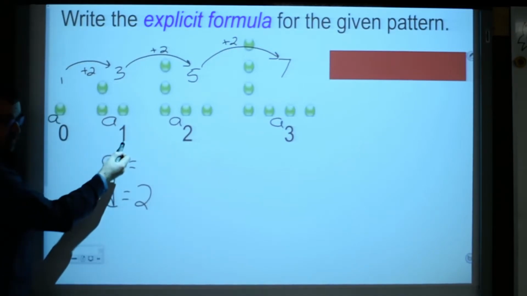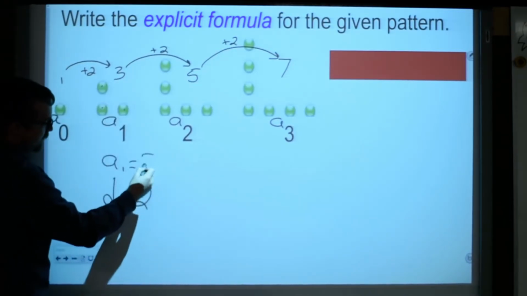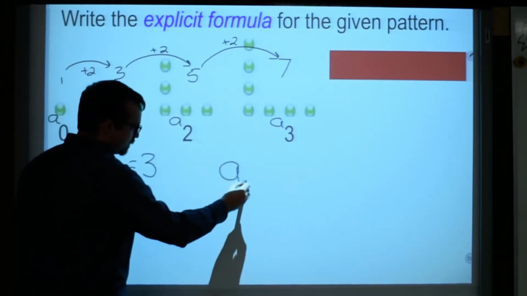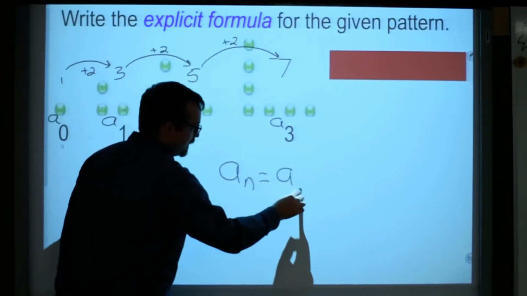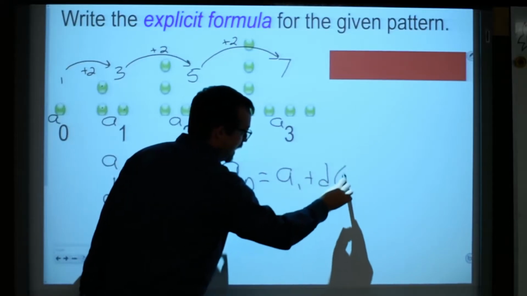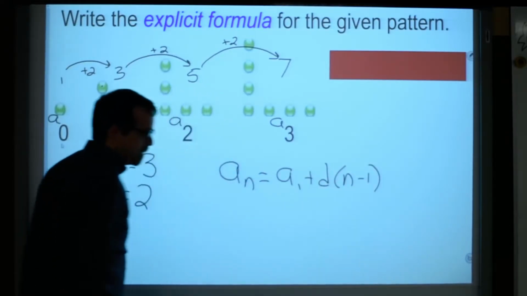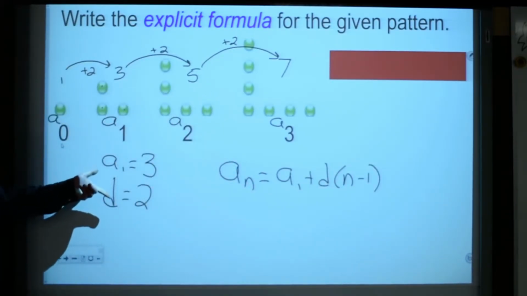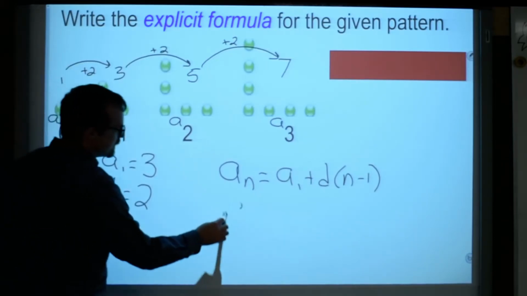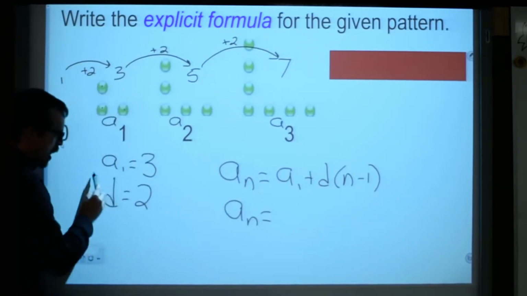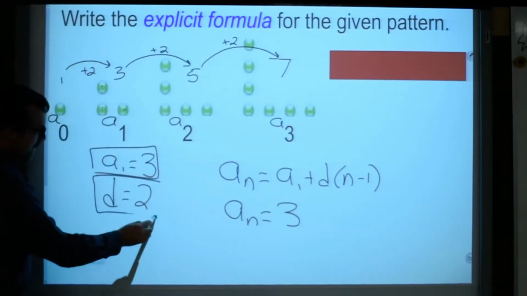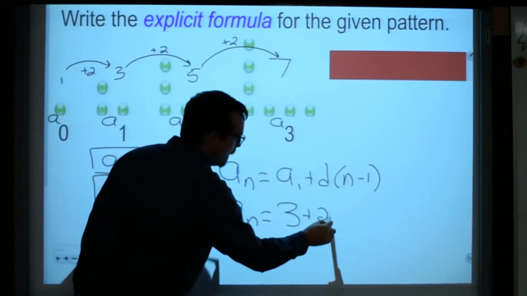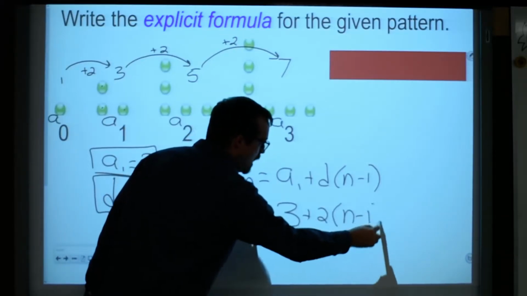And we just said our first term is not this one. It is this one that is our first term. So our first term is 3. And because it has a common difference, it's arithmetic, that's going to be a sub 1 plus our common difference times n minus 1. And then we just replace these 2 pieces of information, our first term and our common difference. A sub n equals our first term, which is 3, plus our common difference, which is a positive 2, times n minus 1.